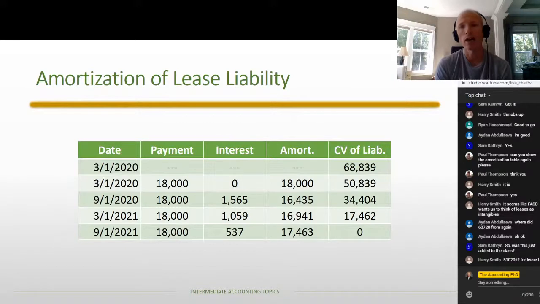Again, just trying to highlight that to make sure that you understand what's going on. But I do want to stop there to make sure you understand the amortization table. No interest expense, but we're using the effective interest method in order to determine how we amortize the lease liability, or how we reduce the lease liability account.